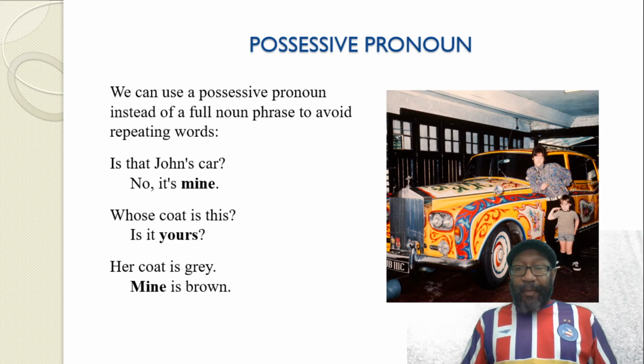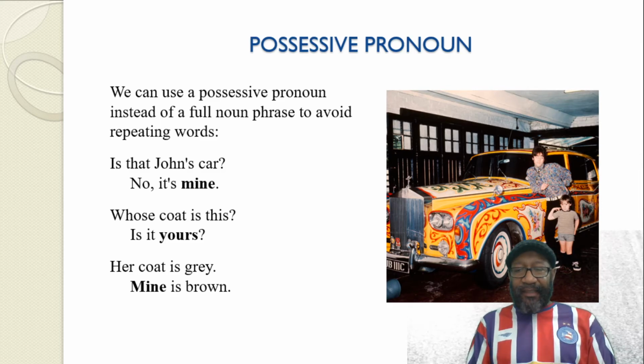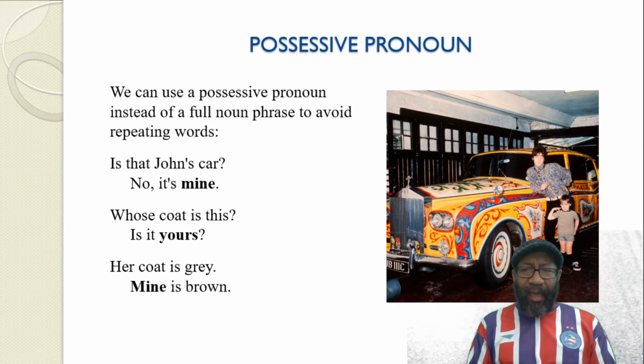And here we have a picture of John Lennon's car. I guess it's a Rolls Royce. It's a very colorful Rolls Royce because it was the 60s and psychedelia time, as you can also see in his shirt, very colorful at that time.